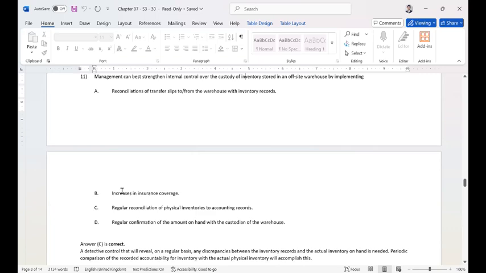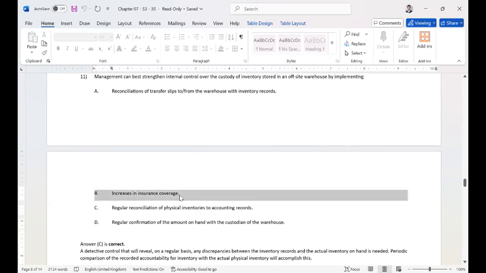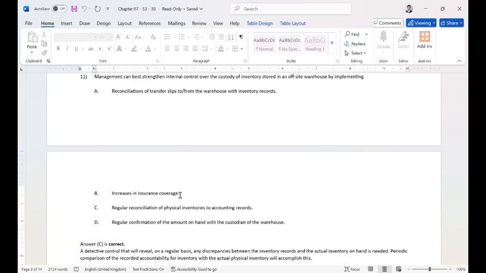Insurance is always a remedial measure, no? Reconciliation of transfer slips to and from the warehouse with inventory records also seems okay, but it's accounts. Regular reconciliation of physical and accounting records. Regular confirmation might not in itself be the best. Maybe the best. If you ask them, they'll just say this is the balance, but then again, nothing like a count.